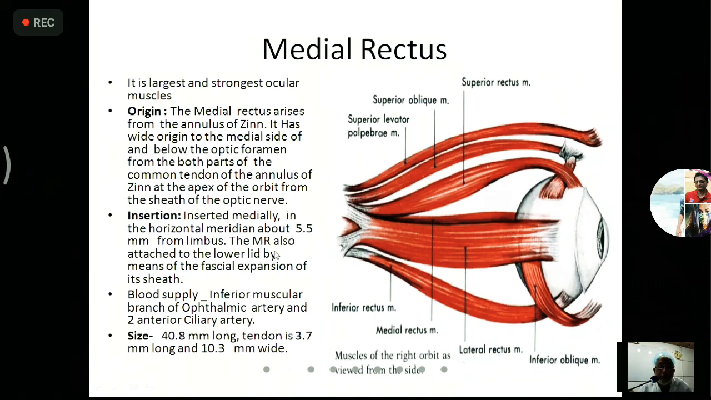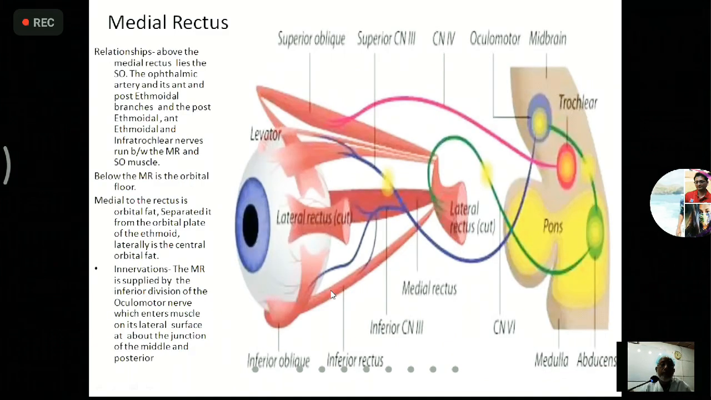Some fibers from here also attach to the fascial expansion to the ligament. Blood supply is from the inferior muscular branch of the ophthalmic artery and two anterior ciliary arteries. Size is 40.8 millimeters long, the tendon is 3.7 millimeters long, and the widest is 10.3 millimeters. Okay. This is the relation of the medial rectus.